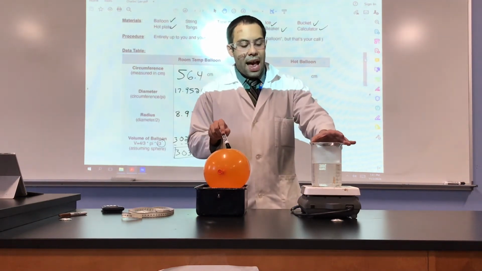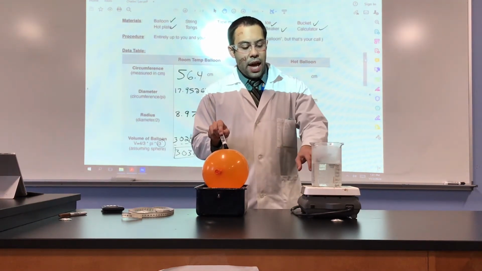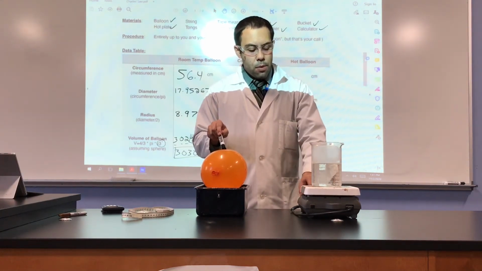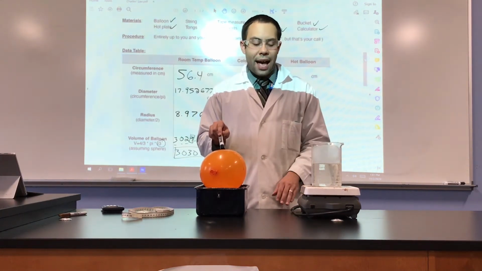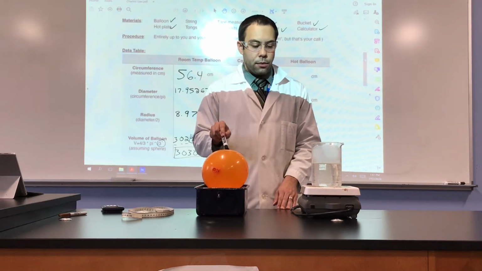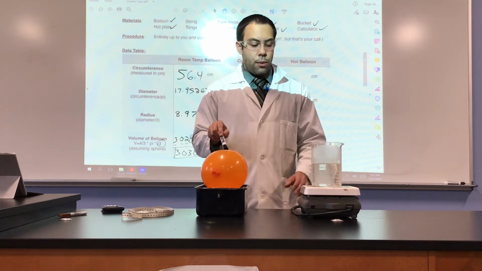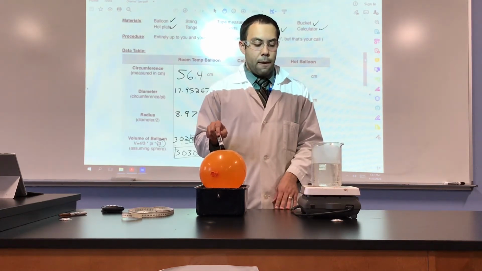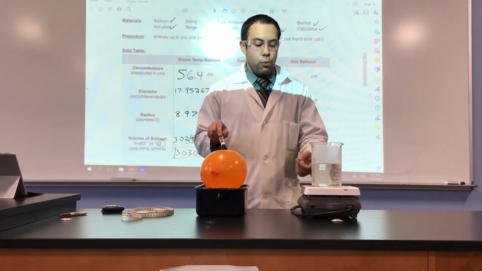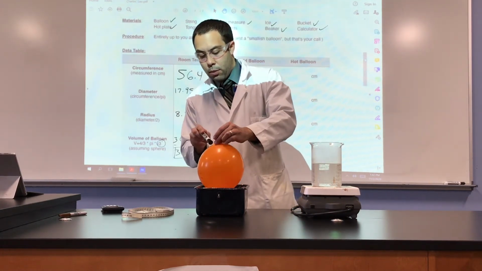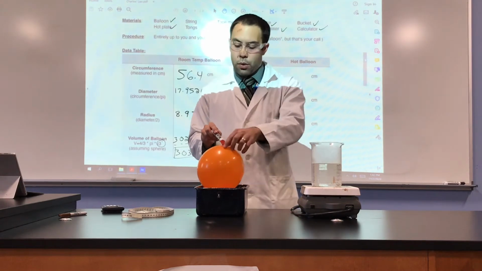Here we have a hot water bath. I took a 1,000 milliliter beaker, filled it about halfway with water, put it on the hot plate, and cranked the hot plate all the way up. While we're getting the cold temperature, we'll wait for the hot plate to boil the water in the beaker. The balloon looks a little misshapen, so I'm going to go back on this side. You know what, let's go this side.